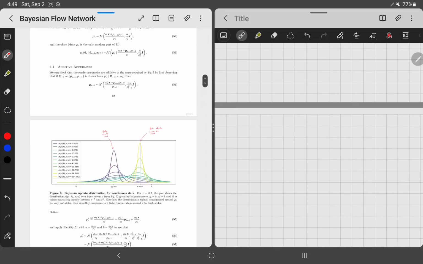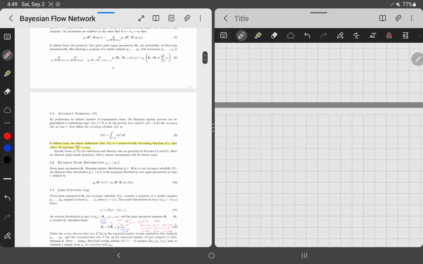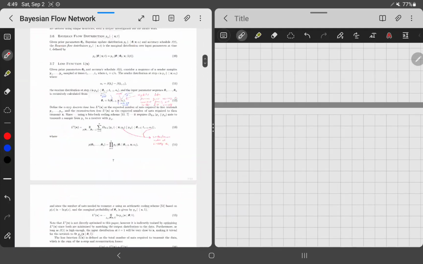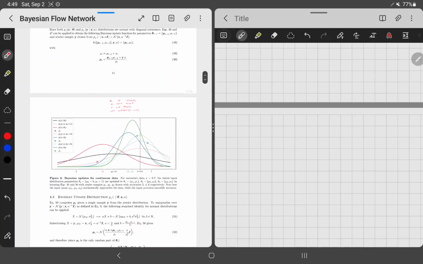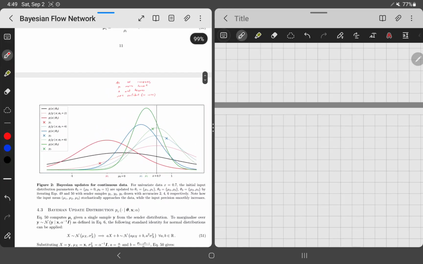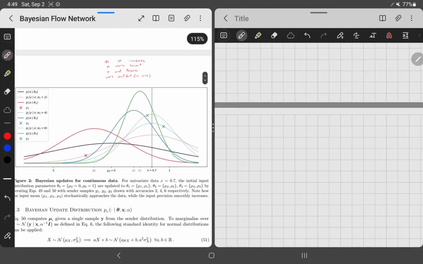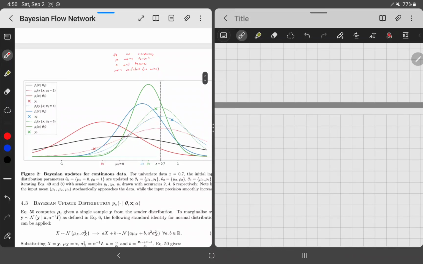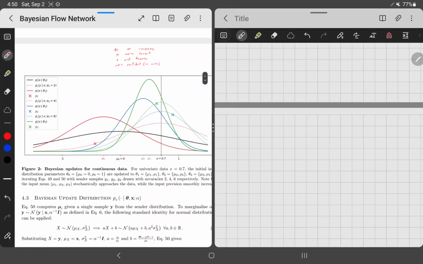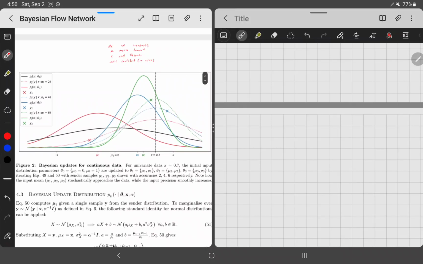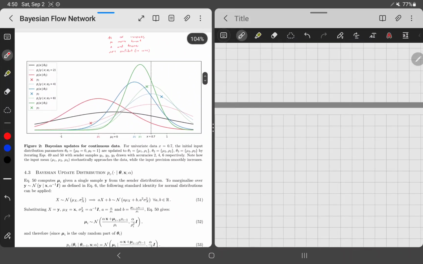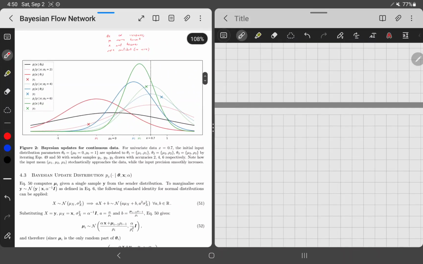Finally, I want to go through some of the graphs. They have a lot of them. Some of them are pretty cool and just cool to show off. The results are cool. So this one is the Bayesian updates for continuous data. So you can see, this is the start. The start is this black curve here.